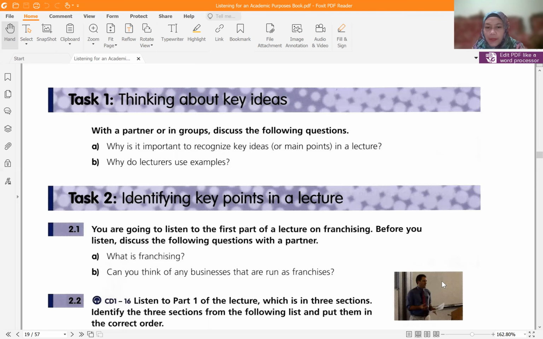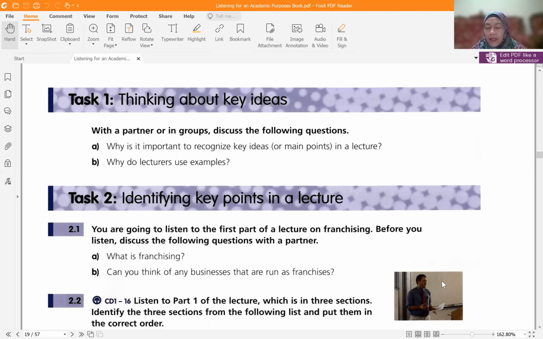Can you think of any businesses that are run as franchises? Okay, apart from Super Sambal that I mentioned before, can you mention another example? I believe there are so many franchises that we can find, especially in Purwokerto or in other areas. For example, KFC.